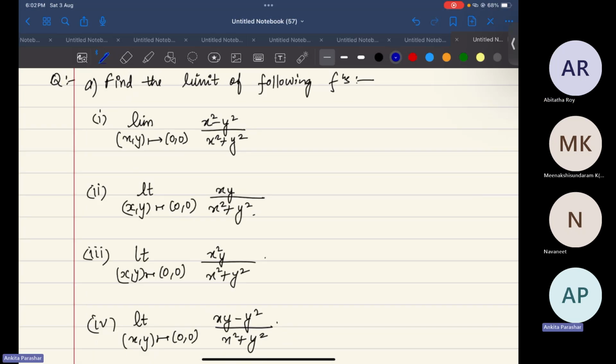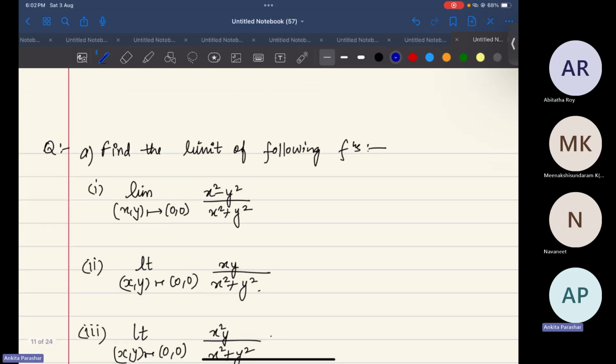So what about the first limit? Does this limit exist, or if it exists, what is that limit? So you have to approach the point 0, 0, and as sir said, you can approach in many ways. In all the ways, the limit value has to be the same if it at all exists.